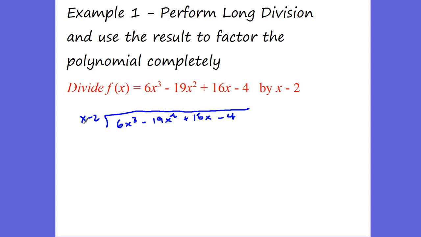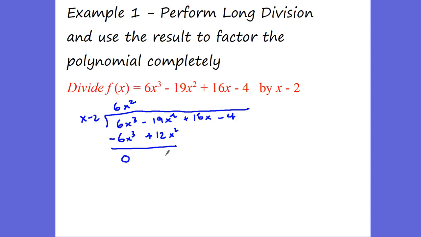So I take a look at this first term, x. How many times does x go into 6x^3? It goes 6x^2. And so I'm going to take this 6x^2 and multiply by everything in here. I'm going to kind of distribute. So 6x^2 times x is 6x^3. 6x^2 times -2 is equal to -12x^2. And just like you did a long time ago in elementary school, you are going to subtract this, which means all your signs change.